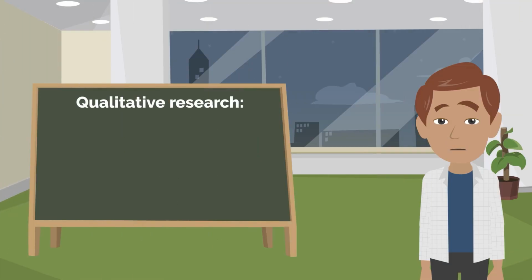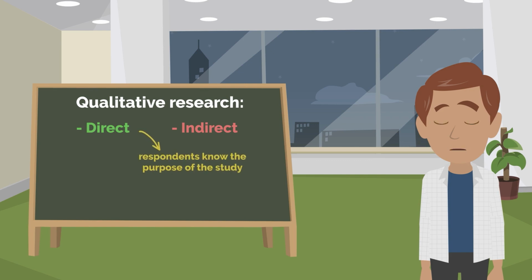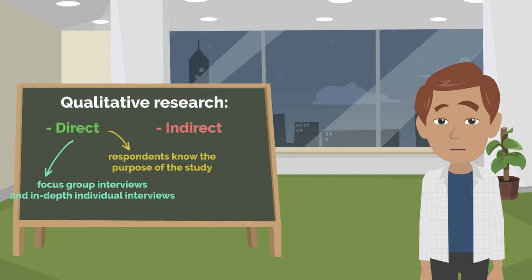The basic distinction in qualitative research is between direct and indirect research. The former are characterized by the fact that they are not masked, which means the respondents know the purpose of the study in which they participate. Among the direct methods, we can distinguish focus group interviews and in-depth individual interviews.